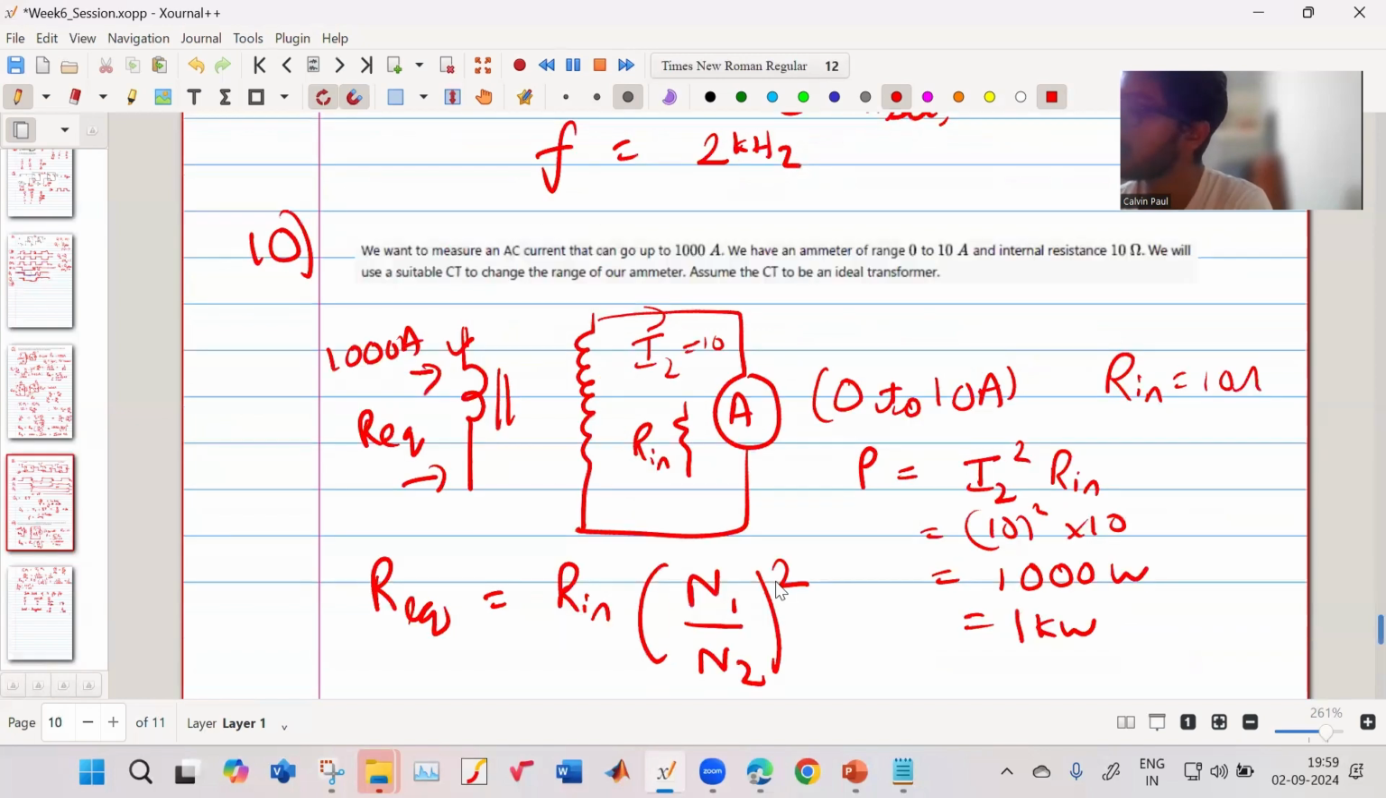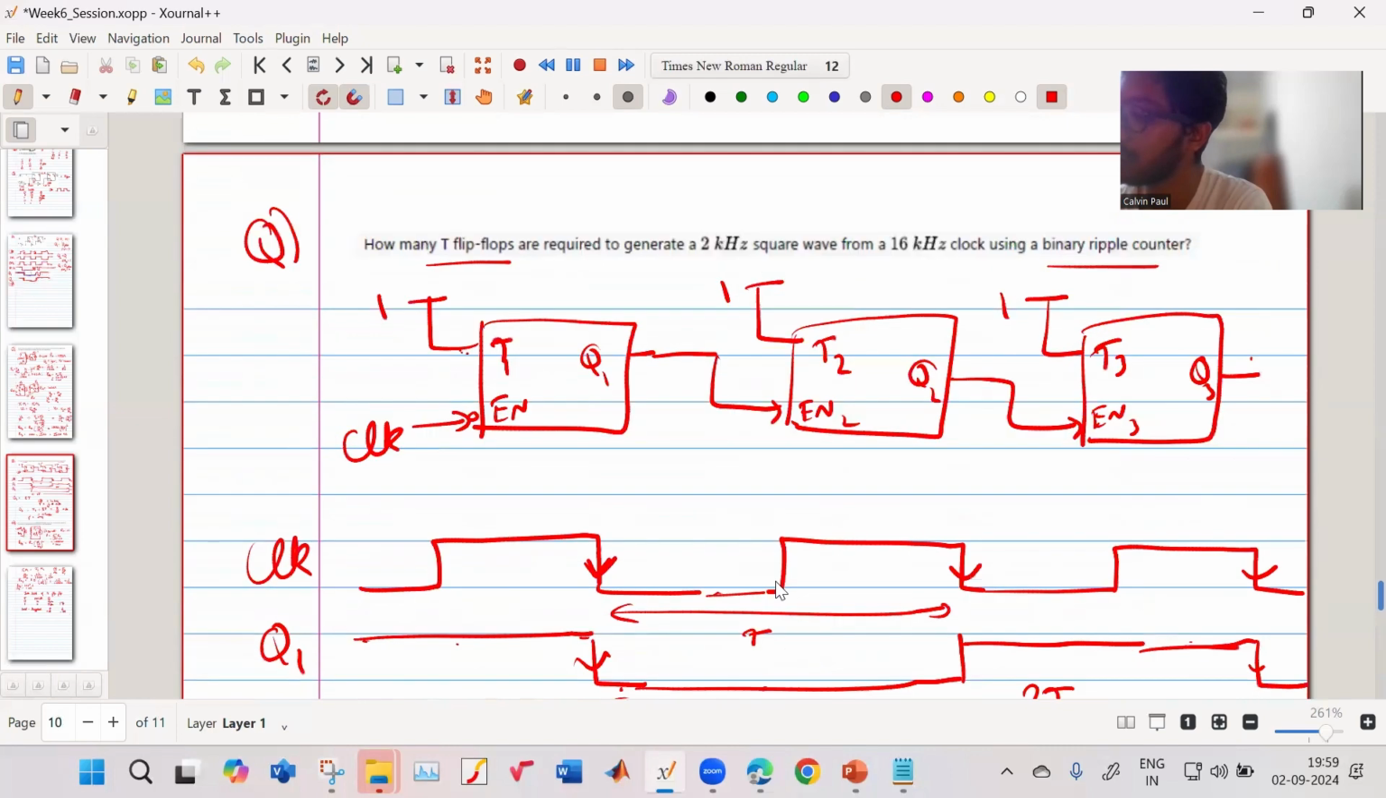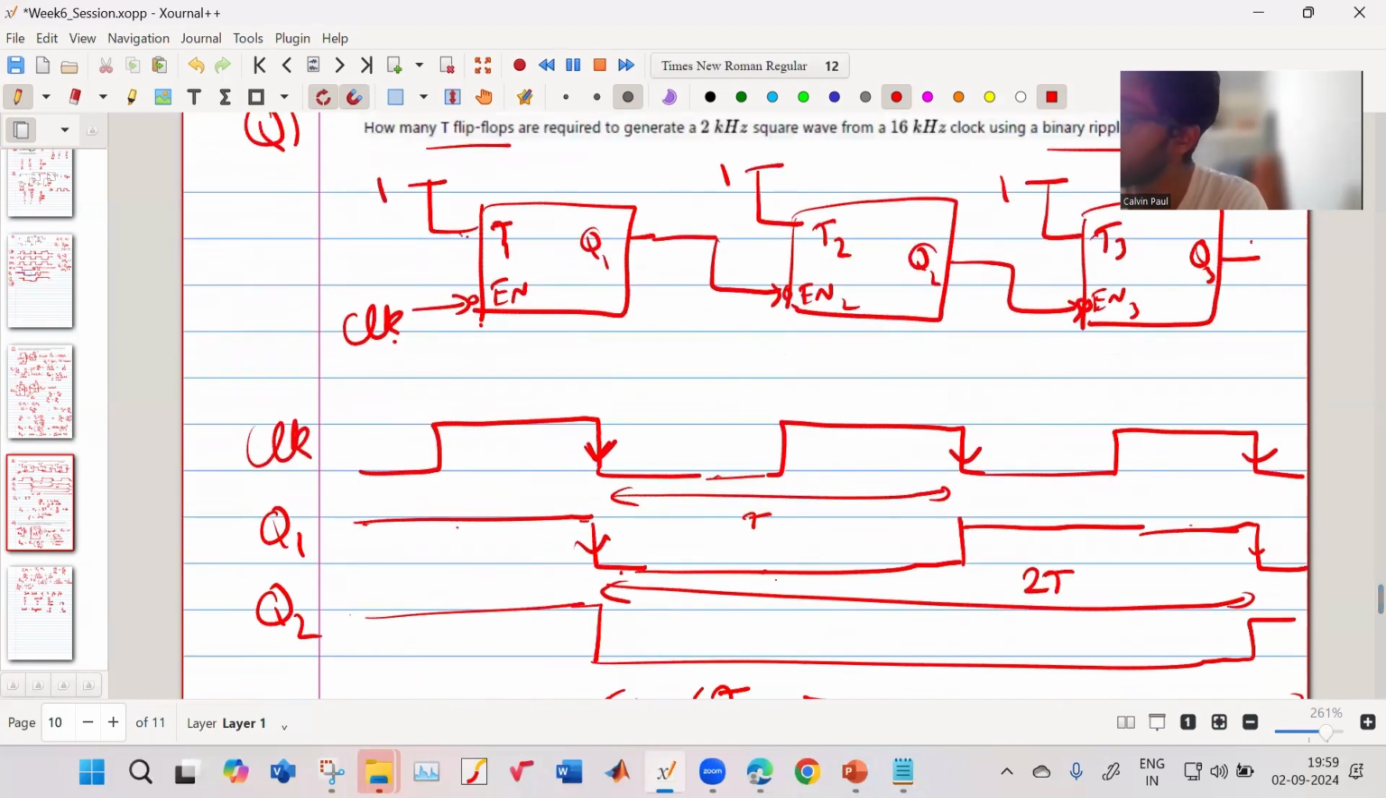Okay. So this actually is a binary ripple counter. So T is always on, at 1. So when the clock comes at the falling edge, only then will it change its value. So when this clock falls, then Q1 changes its value. And when the clock again falls, then Q1 again changes the value.